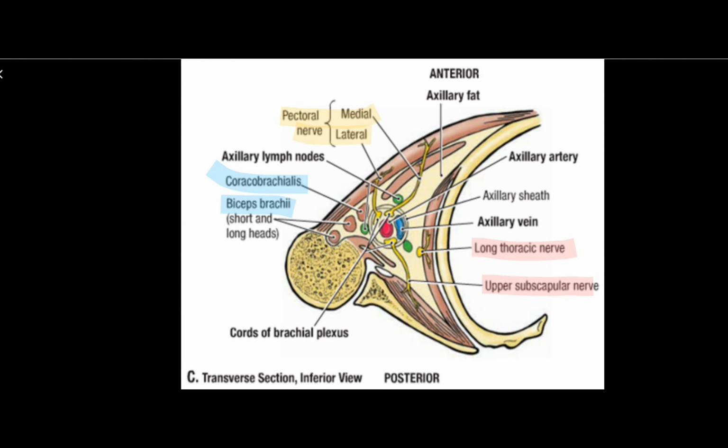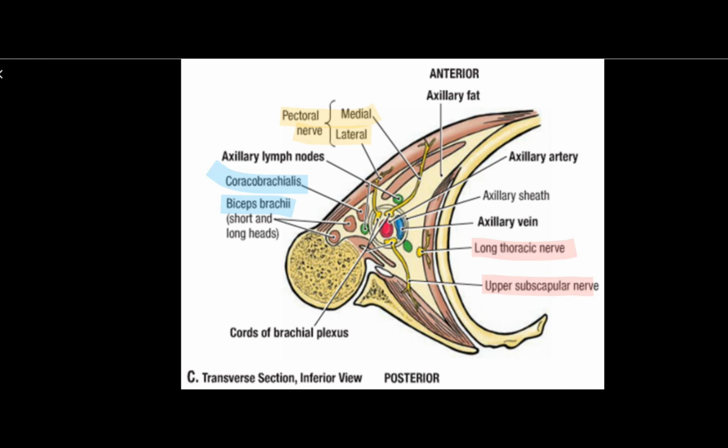Then the apex. Above, we will be having the clavicle. Then after the clavicle, in the posterior region we will be having the upper border of the scapula, and medially we will be having the first rib. And the base is formed by axillary fascia and skin.